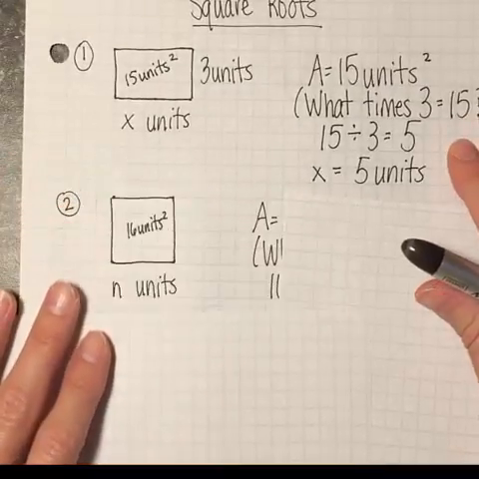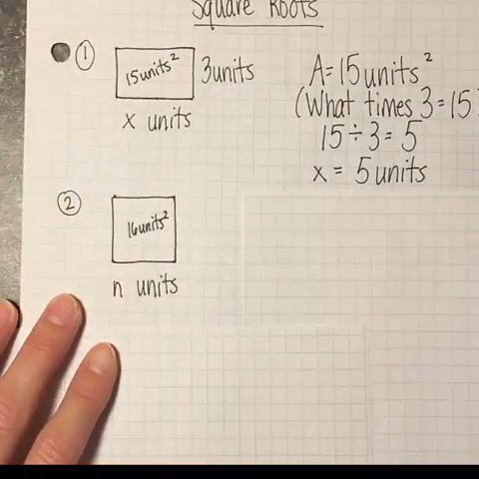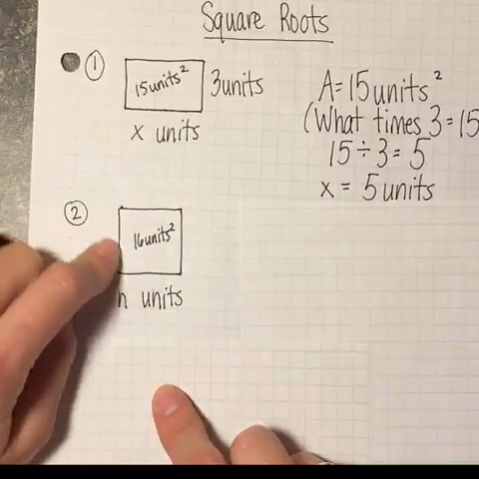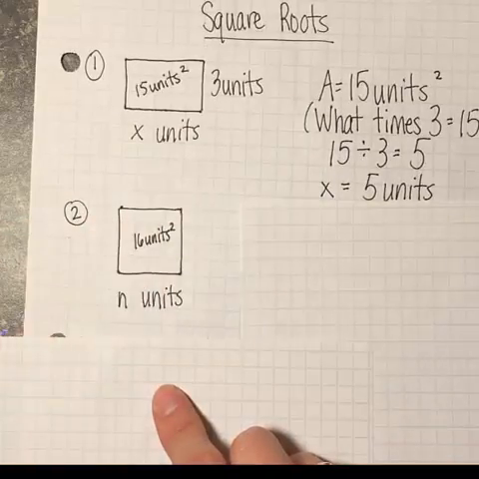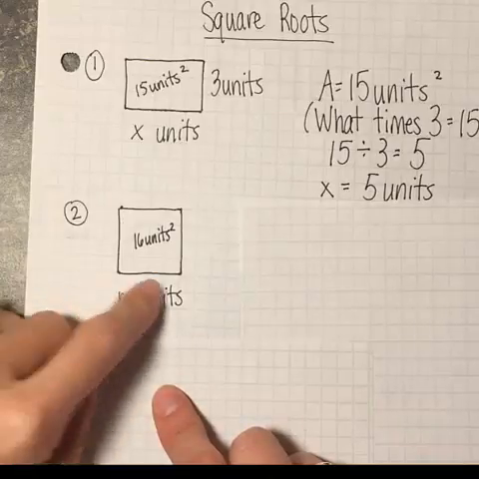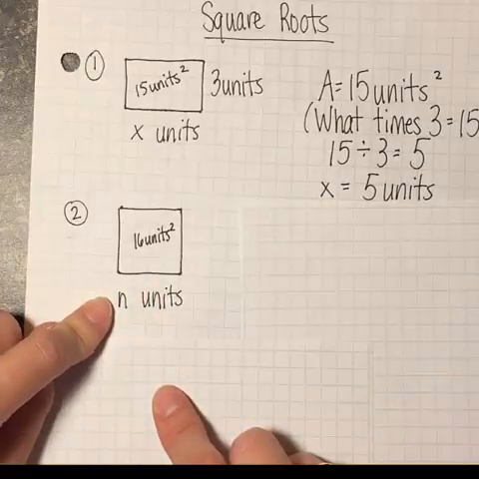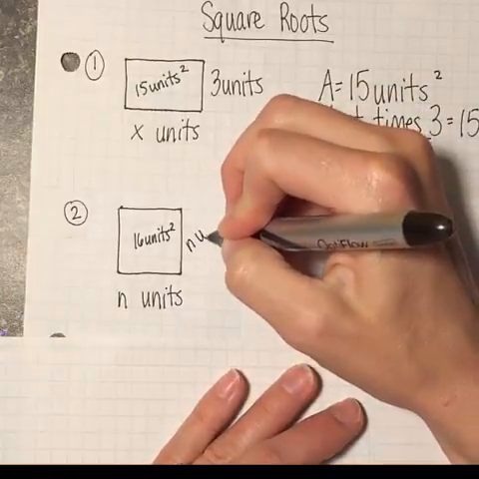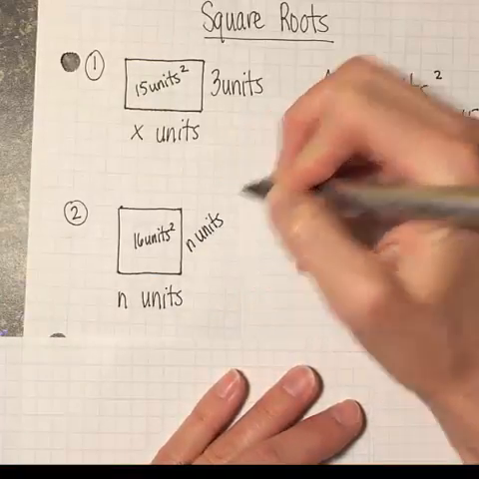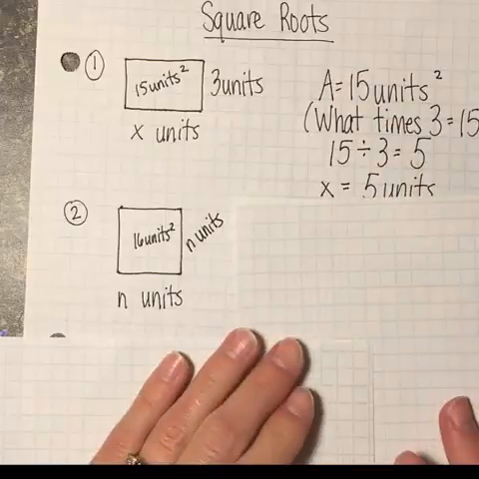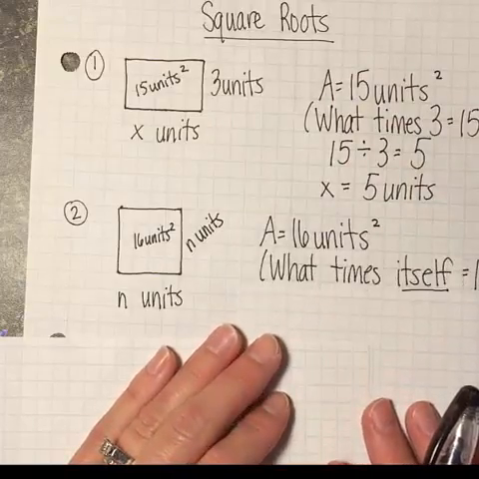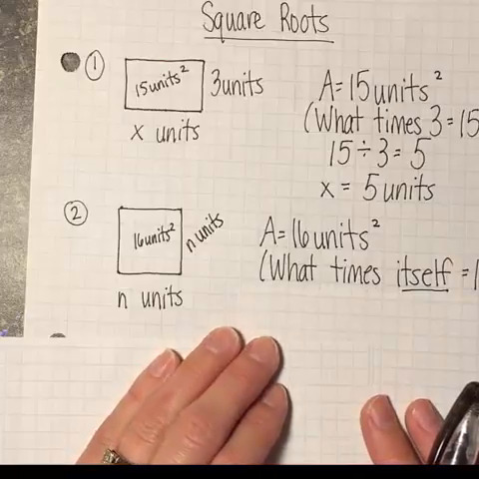When we have a square, like in example number 2, we have this given area of 16 square units, and we know that one of the side lengths is n units. And since this is a square, then we can say that the other side length is also n units, because we know in a square all the sides are the same. So we have an area of 16 square units. Well, what times itself equals 16?